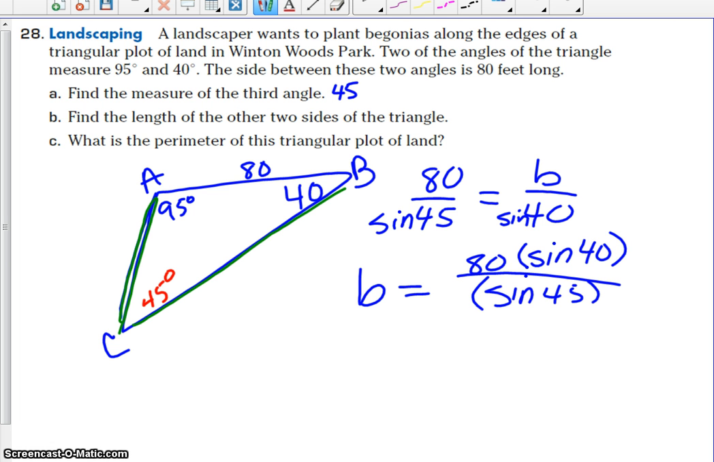And then we can figure out our B, and then we're going to do the same sort of thing to figure out our A, our missing side right here, which is our A. We're going to use the law of sines again for the A. Then the perimeter that they're asking me is just simply, what's the distance all the way around? Add your A, add your B, add your 80, and you can work that out.